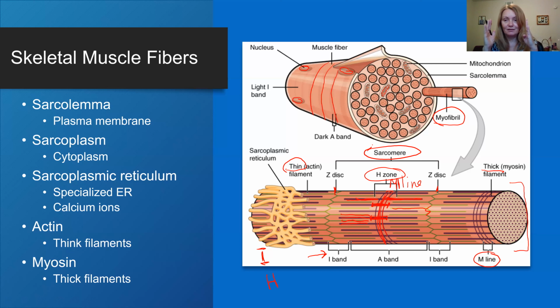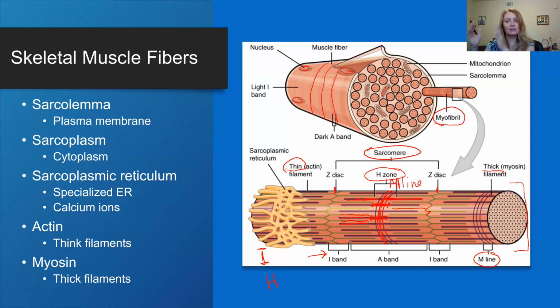So between two Z-discs, we have actin proteins that are attached to the Z-disc. In the middle, we have the M-line. And what is attached to the M-line are myosin proteins, right? Thick filaments. Now, the area where we only have thick filament is called the H zone. Where we only have thin filament is called the I band. And where we have overlapping thick and thin filaments, we call it the A band, right?